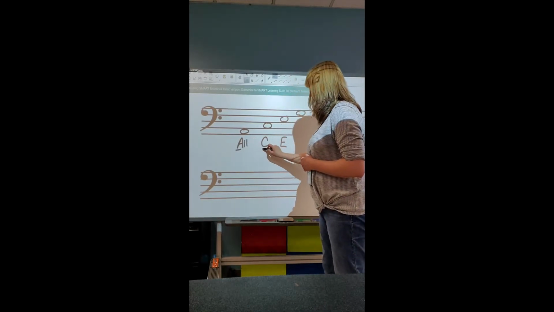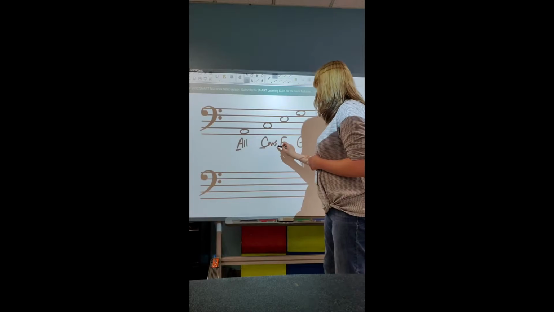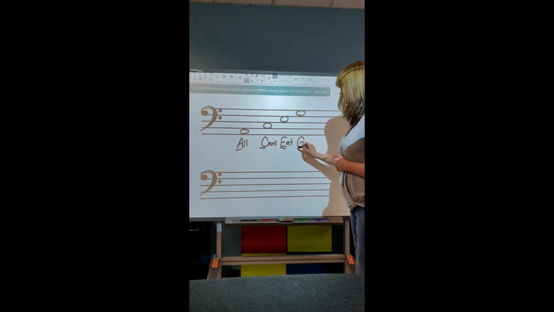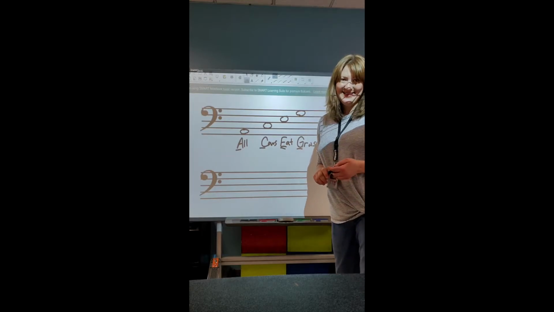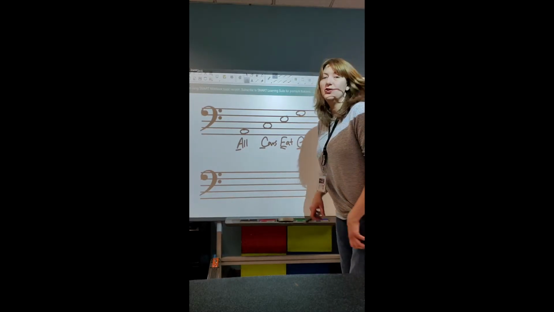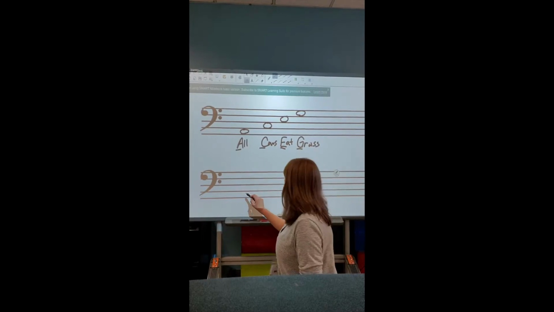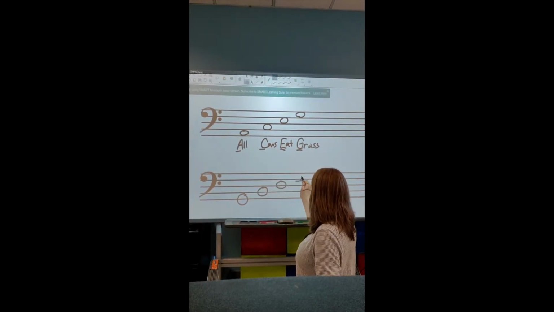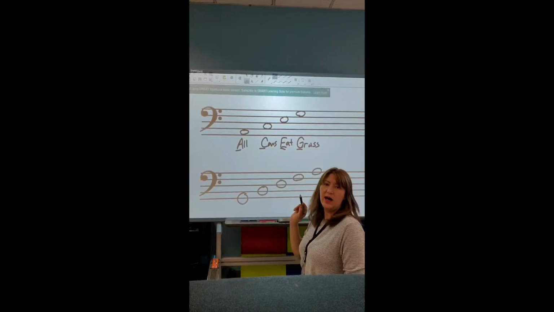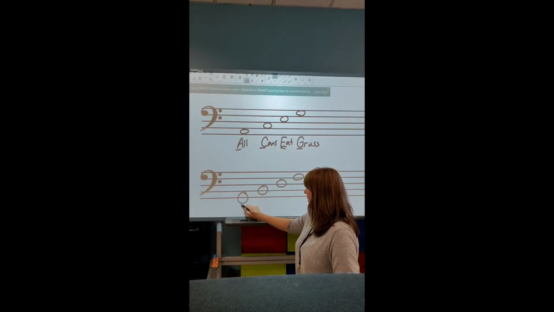And the letters of the spaces from the bottom to the top are A, C, E, G. This is my favorite saying to remember letter names. It's all cows eat grass. All cows eat grass. Pretty fun, right? Now down below, I'm going to draw the line notes. Starting from the bottom, line 1, line 2, line 3, line 4, line 5.